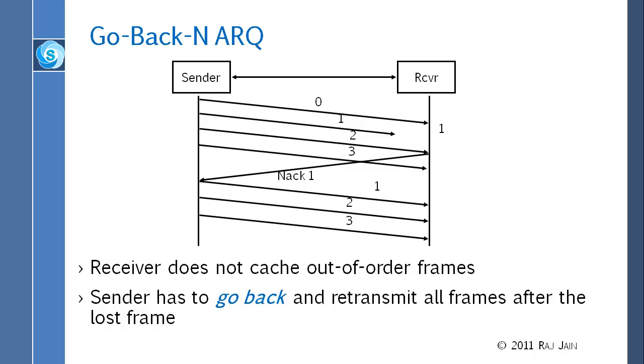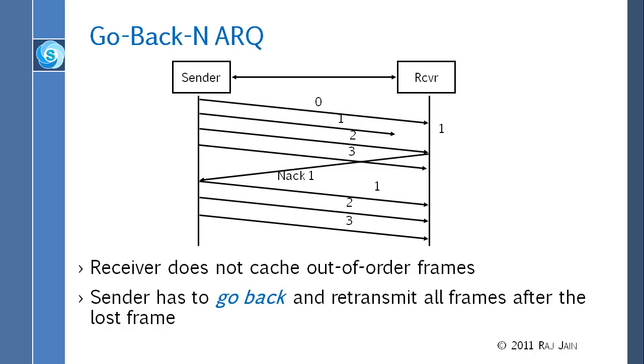If you choose the option where you send everything including 1, that is called go back N. That means I'm going to go back the whole thing and retransmit everything, even though you just didn't get 1, but I'm going to send you 1, 2 and 3. This is called go back N. The other option is coming in the next slide, and here the sender has to go back and retransmit all frames.